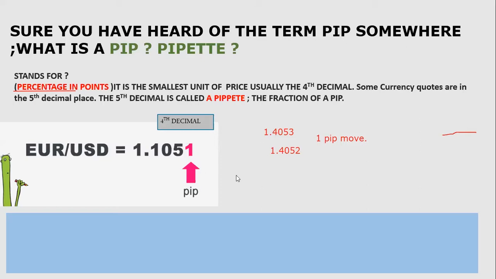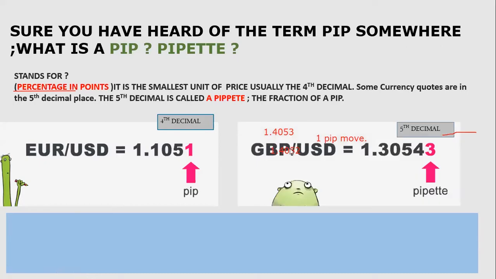So the pip is the fourth decimal place of the currency code. The same thing happens here. We have what we call the pipette also. Some people call it the pipette. It is the fifth decimal place. Some people will go as far as giving you the fifth decimal place, but mostly the standard is the fourth decimal place. But all you should keep an eye on is the fourth decimal place.